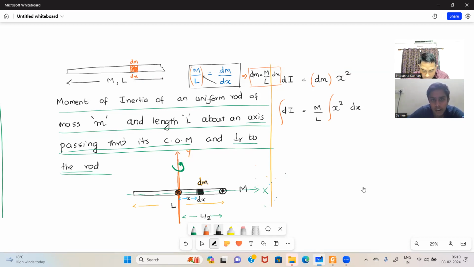The end point. That's fine. What is the value? L by 2. L by 2, correct? So this will be x equal to L by 2. Is that clear to you?